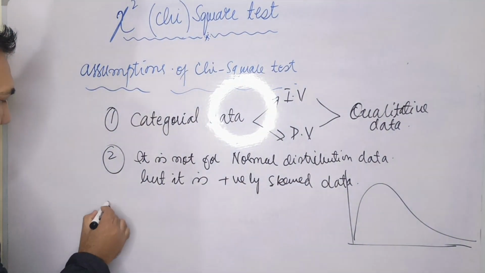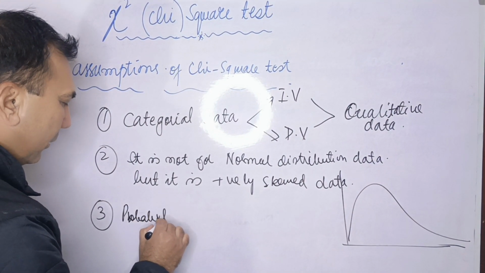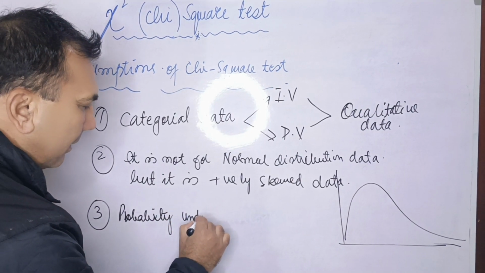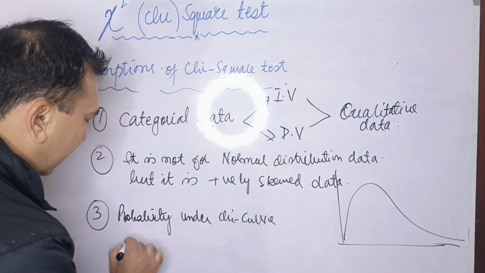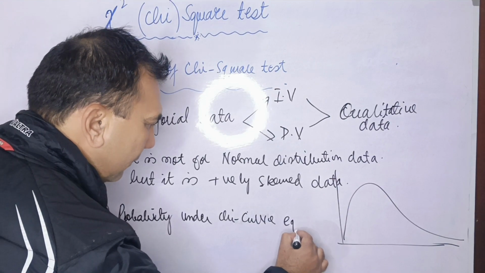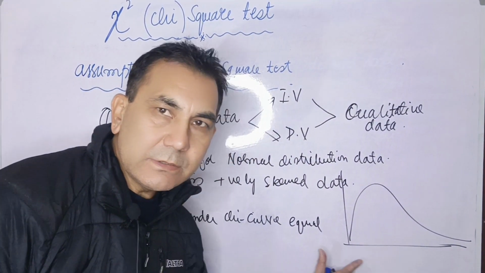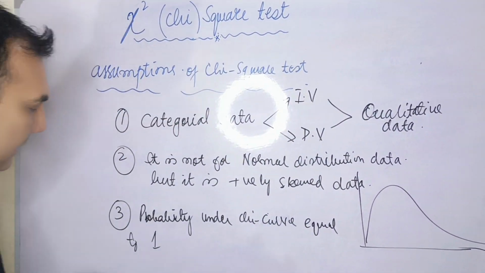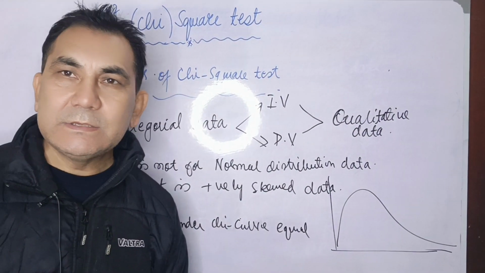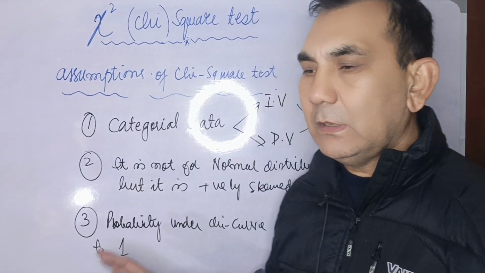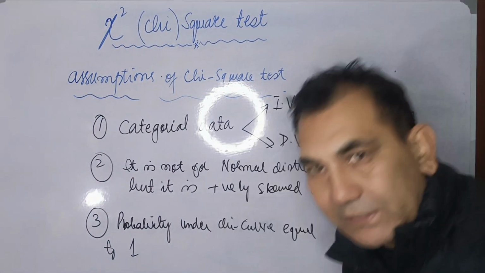And the third one is that the probability under the chi curve will again be equal to 1. The probability area under the chi-square curve, the positively skewed curve, is equal to 1. Clear? So these are the assumptions which we use for the chi-square test.